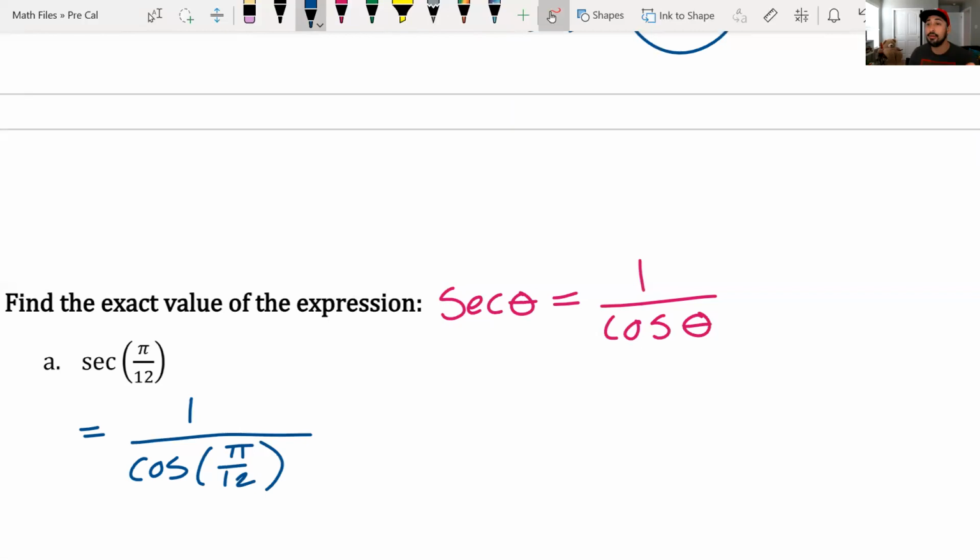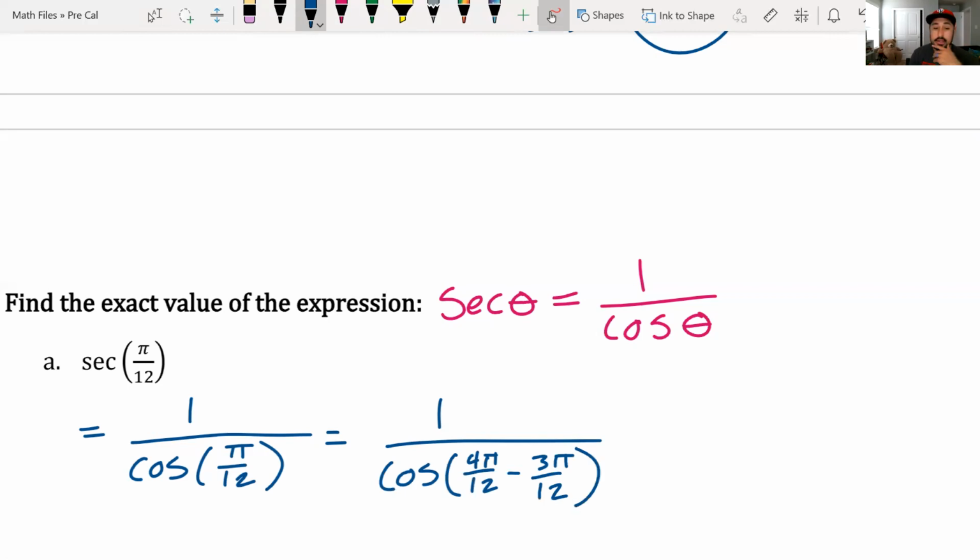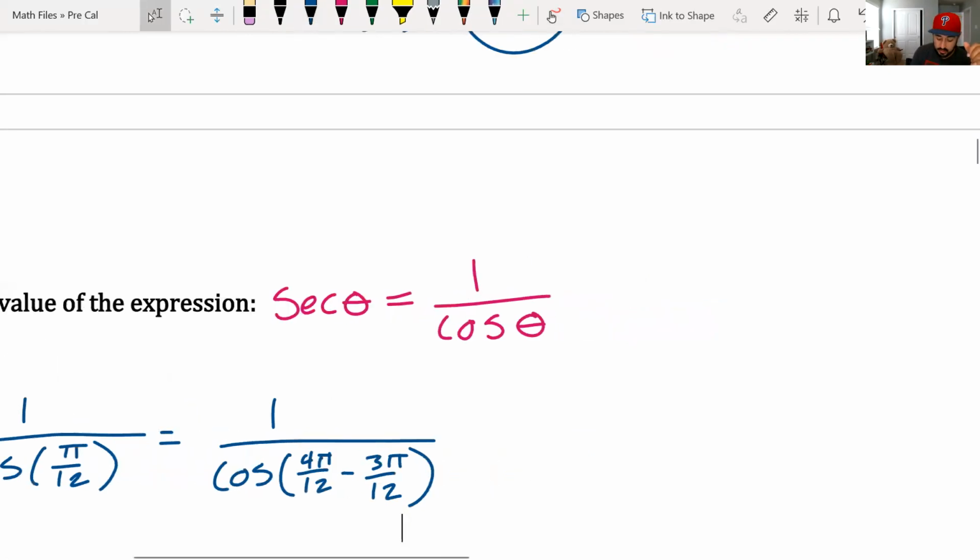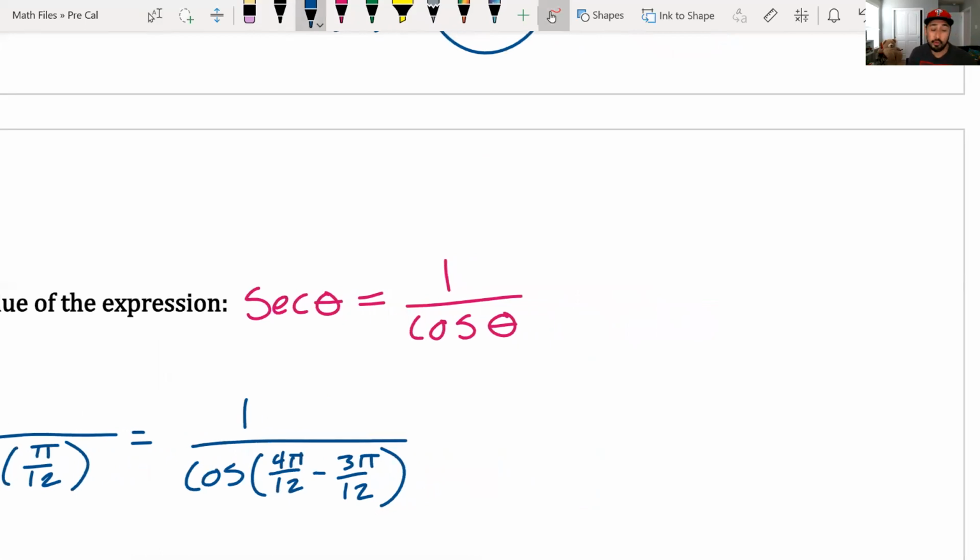of pi over 12. Now, we can take that pi over 12 and split it into two angles. So this becomes 1 over the cosine of, I'll pick 4 pi over 12 minus 3 pi over 12. Because 4 pi over 12 minus 3 pi over 12 gives me pi over 12. Honestly, you can choose any radian values that you want as long as it gives you pi over 12. But just make sure those radian values that you choose are actually on the unit circle when you reduce them, right? So this becomes 1 over the cosine of pi over 3 minus pi over 4.